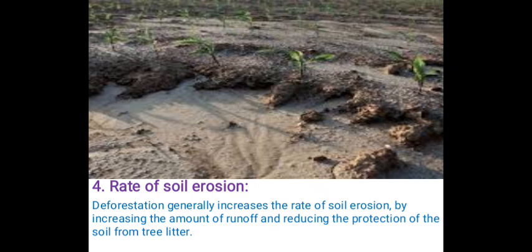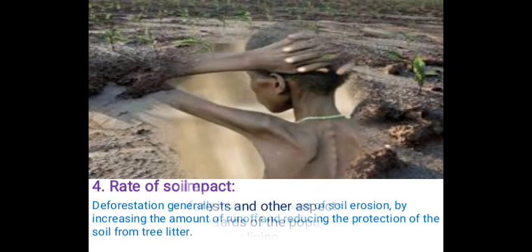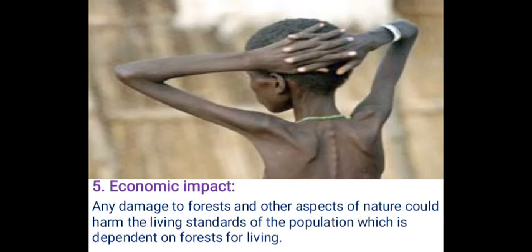The fourth one is rate of soil erosion. Deforestation generally increases the rate of soil erosion by increasing the amount of runoff and reducing the protection of the soil from tree litter. Economic impact. Any damage to forests and other aspects of nature could harm the living standard of the population, which is dependent on forests for living.